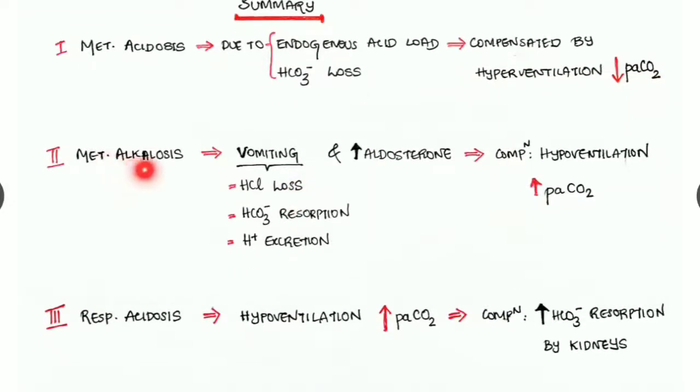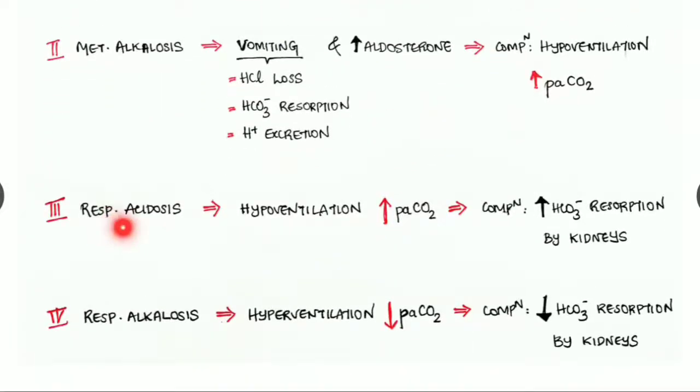And second one is metabolic alkalosis. It is mainly due to vomiting. How? Due to the gastric acid HCl loss, due to bicarbonate reabsorption, and also by H+ excretion, and also by increased aldosterone action, which is the cause for chloride unresponsive metabolic alkalosis. How is it compensated? By the respiratory system itself, by hypoventilation, decreasing the respiratory rate and the depth, and thus increasing the carbon dioxide concentration and increasing the acidic nature of the blood.